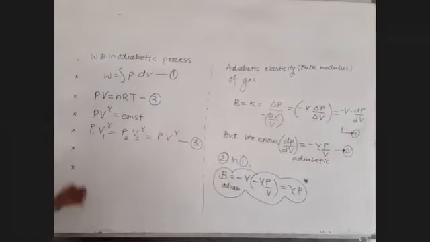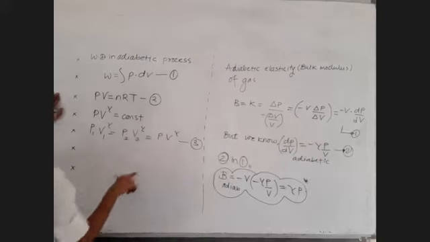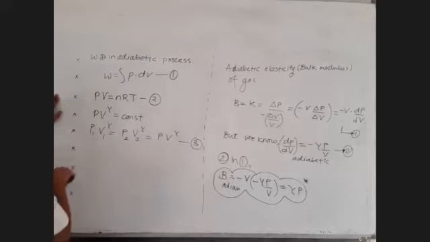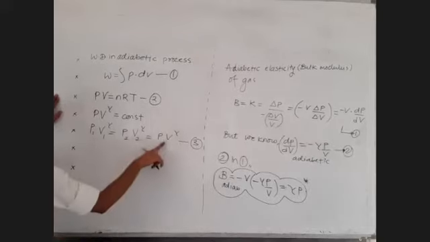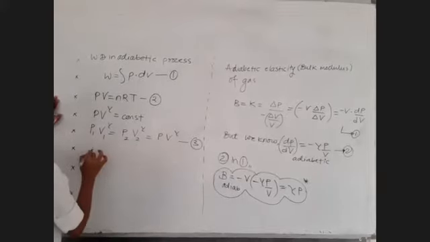Yes sir. Fine. Now what to do? Sir, can we do it like this? PV raised to gamma is equal to P1 V1 raised to gamma. Yes. PV raised to gamma is also equal to P2 V2 raised to gamma. Yes. So sir, can we replace pressure? Now observe.